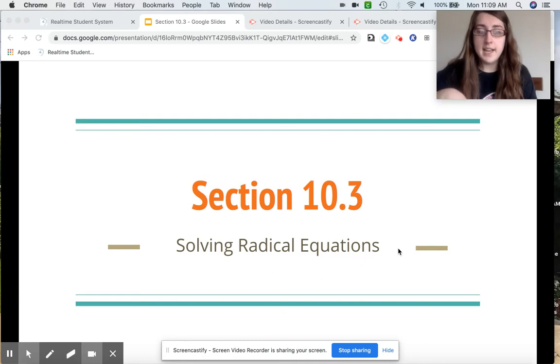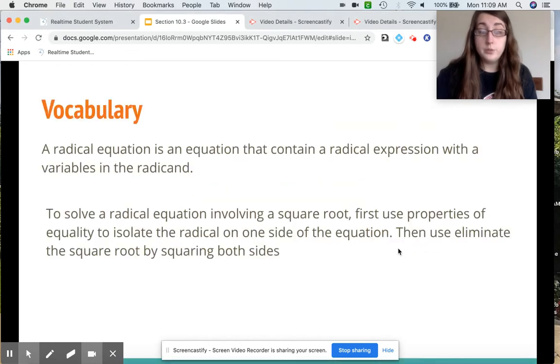Now that we looked at the graphs of radical functions, what we're going to look at now is solving radical equations. So all of these equations are now going to contain either a square root or a cube root. As I said, a radical equation is an equation that contains a radical expression with the variable in the radicand.